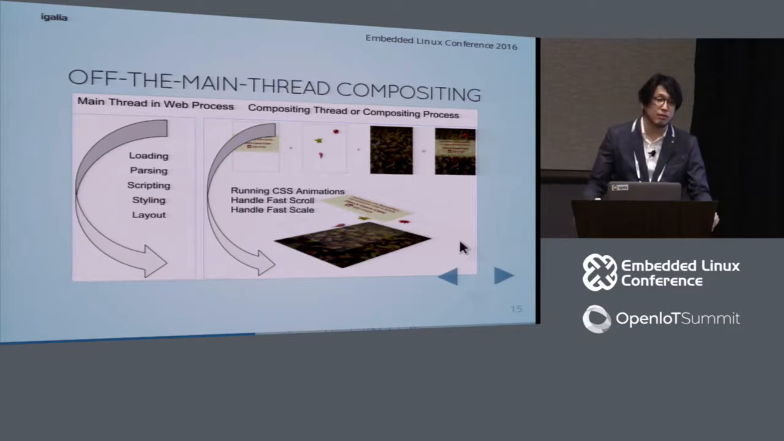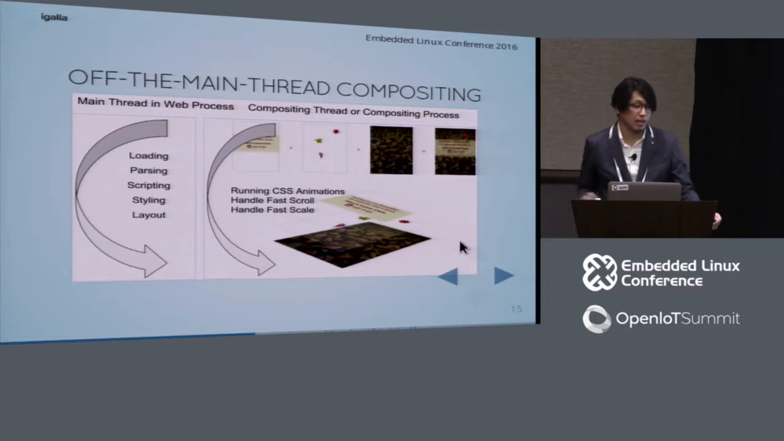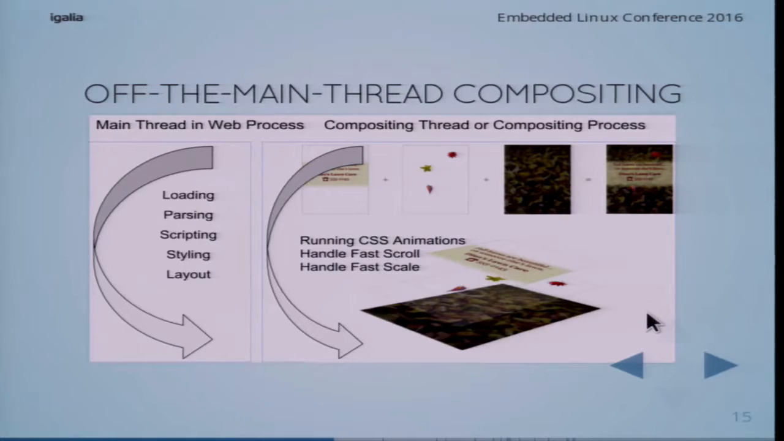So the first thing we did is split the main thread job and the compositing job into a dedicated thread, so that we create a dedicated thread to composite the whole contents. And we copied every property to the compositing thread, so we can do any CSS animations or scrolling or scaling itself without interrupting the main thread.